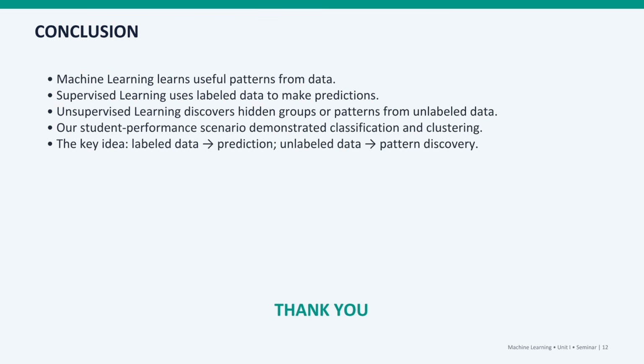Conclusion. To conclude, machine learning allows computers to learn useful patterns from data. Supervised learning uses labeled data to make predictions. In our scenario, we used supervised learning to explain how a model could predict a student's pass or fail category. Unsupervised learning works with unlabeled data and discovers hidden patterns or groups. We used clustering to demonstrate how students could be grouped according to similarities in their study habits. So, the key idea is that labeled data leads to prediction, while unlabeled data helps us discover patterns.